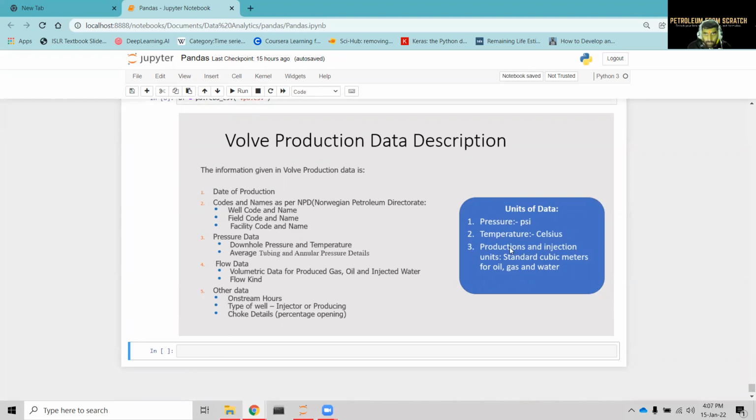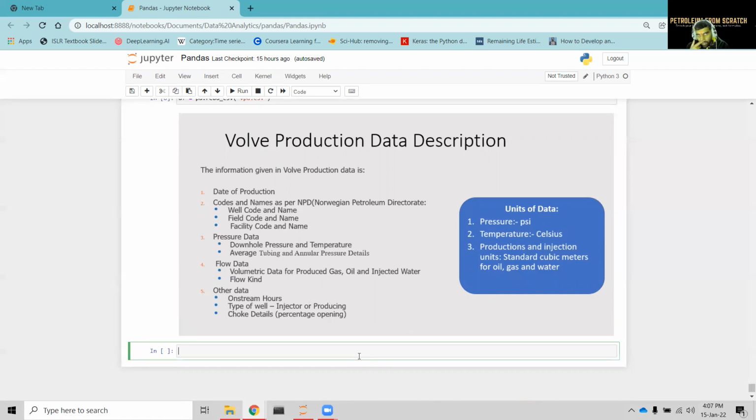And one more important thing, guys, is the units of data. For pressure, all the pressure data, whether it is downhole pressure, average tubing pressure, annulus pressure, or tubing head pressure, all the pressures are in PSI, all the temperatures are in Celsius, and all the rates, whether it is oil production rate, water production rate, or water injection rate, all these are in standard cubic meters per day. Or you can say standard cubic meter.